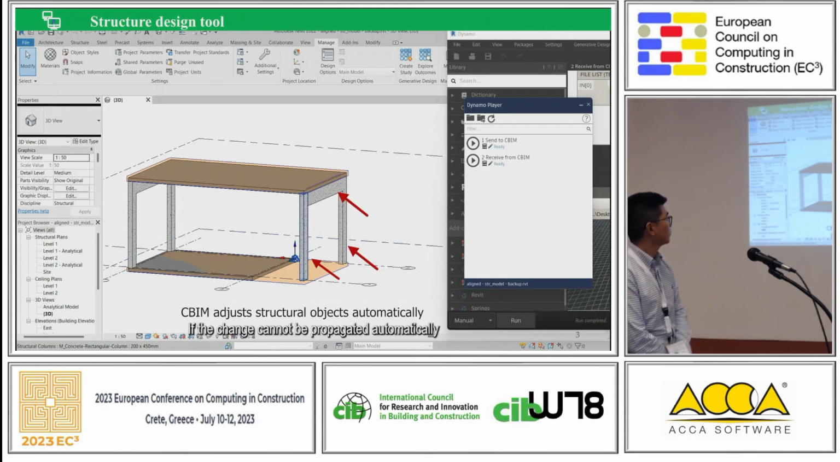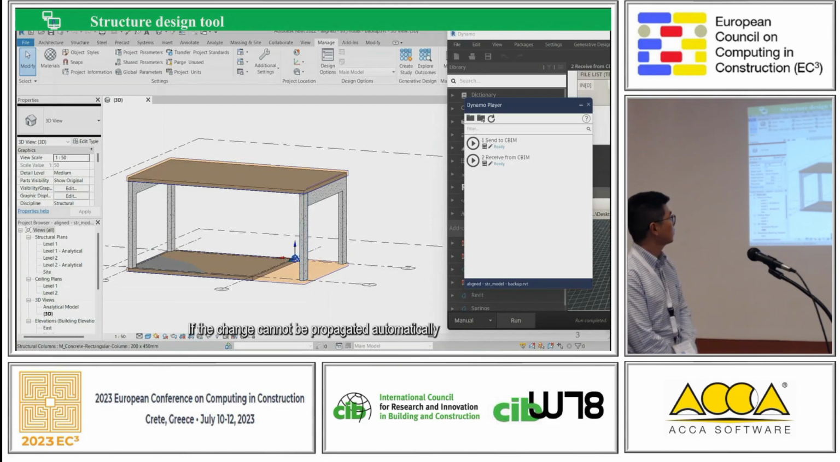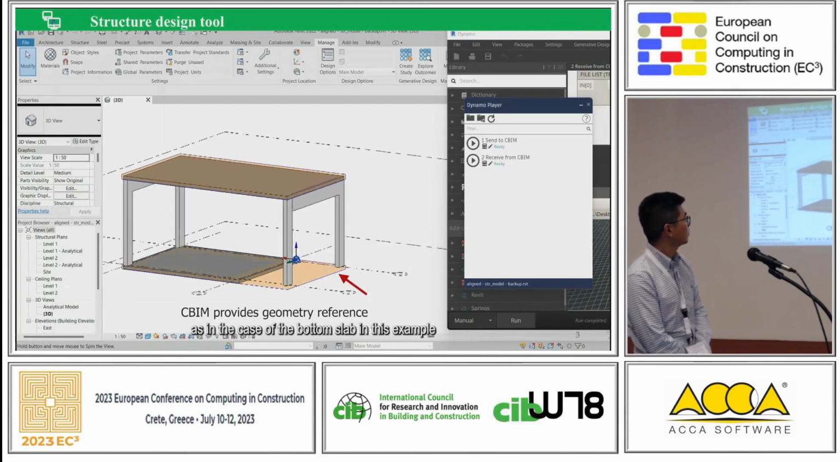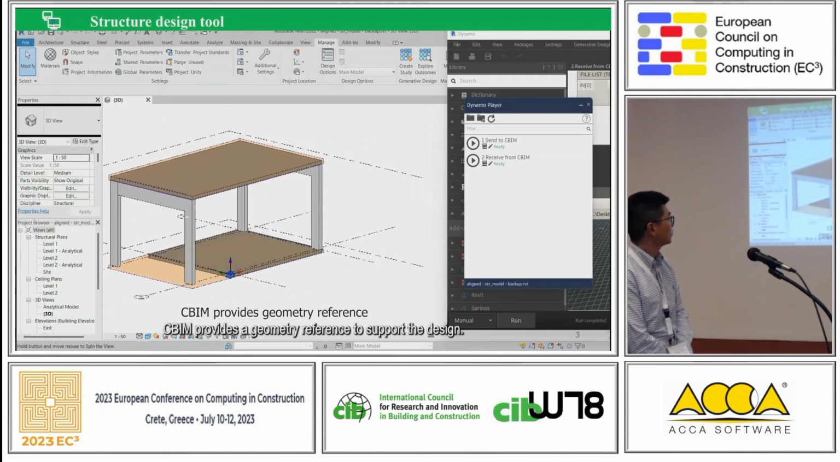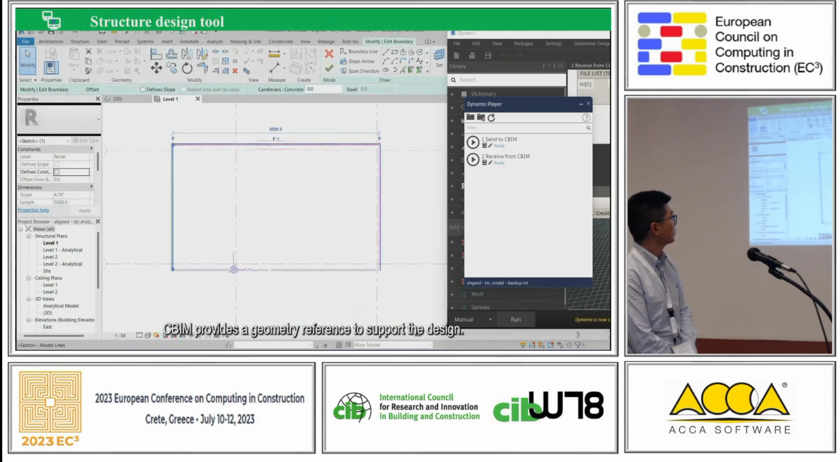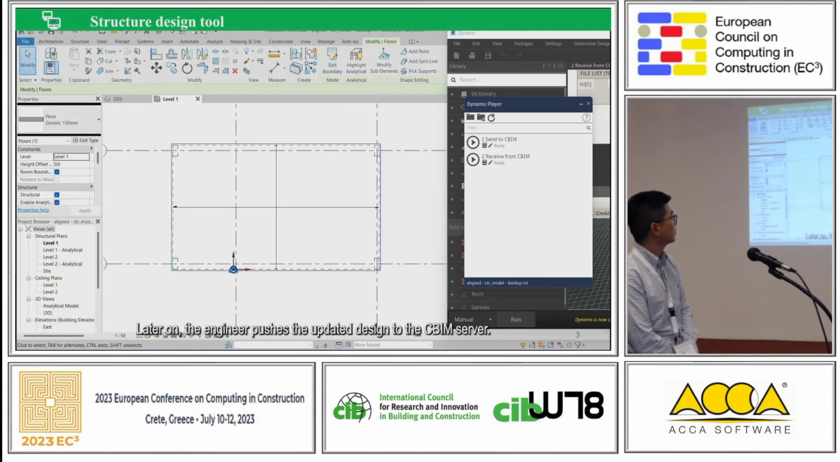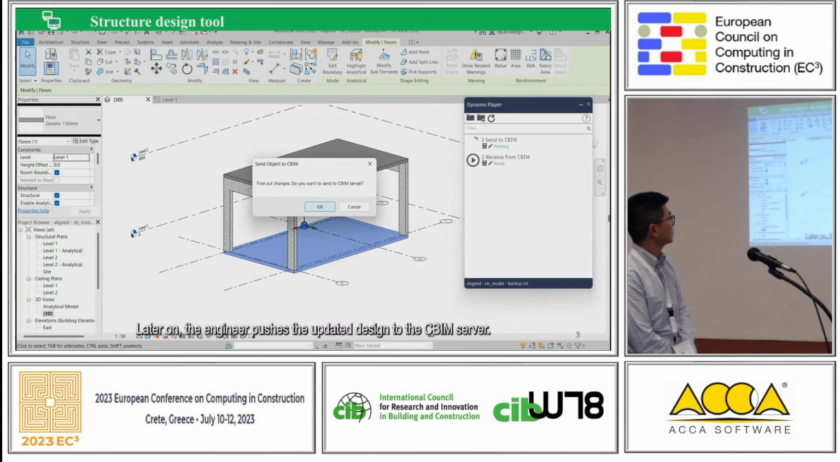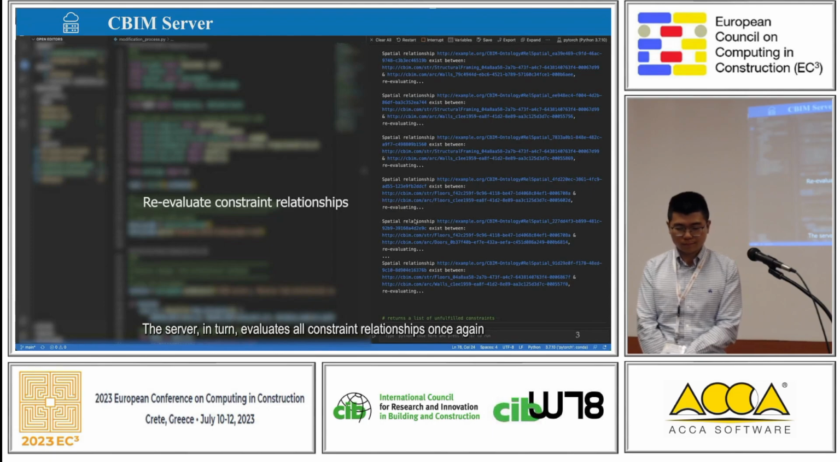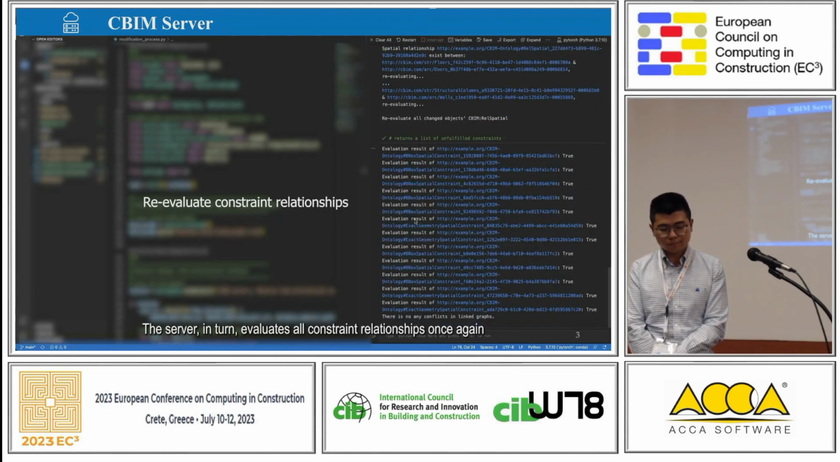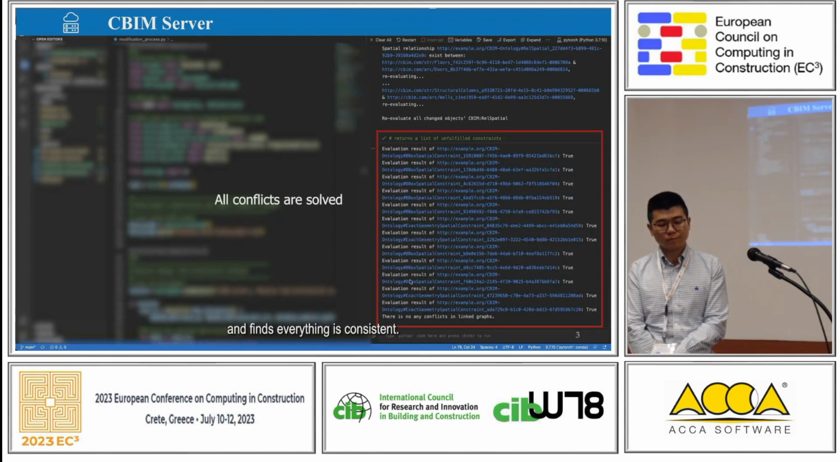If the change cannot be propagated automatically, as in the case of the bottom slab in this example, CBIM provides a geometry reference to support the design. Later on, the engineer pushes the updated design to the CBIM server. The server, in return, evaluates all constraint relationships once again and finds everything is consistent. A round of maintenance is completed.